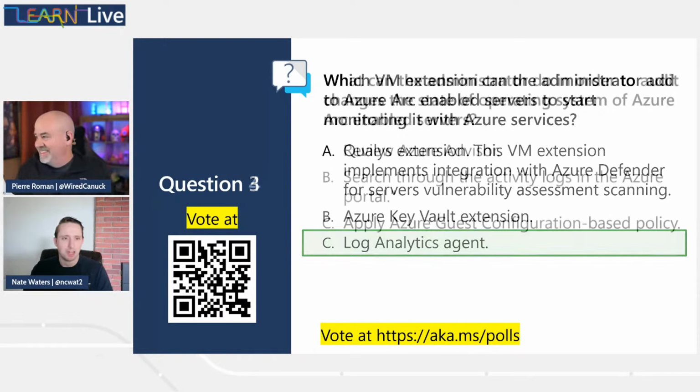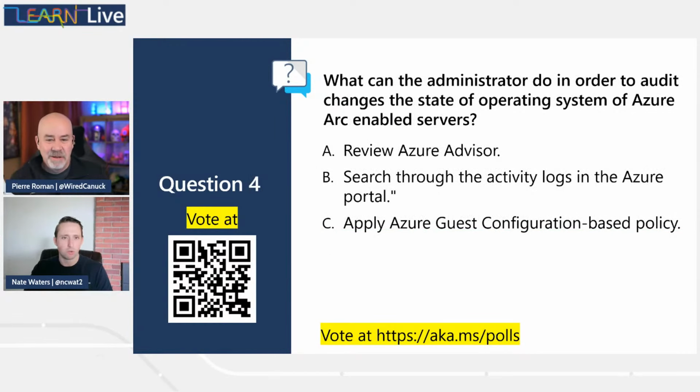All right. And our next question. What can the administrator do in order to audit changes the state of operating system of Azure Arc-enabled servers? Do you think you would check Advisor, search through the activity logs in the portal, or apply the Azure guest config-based policy?